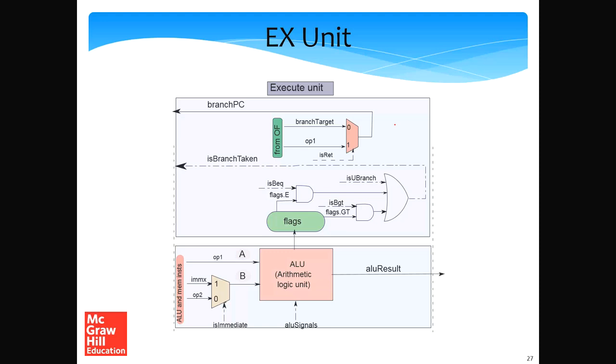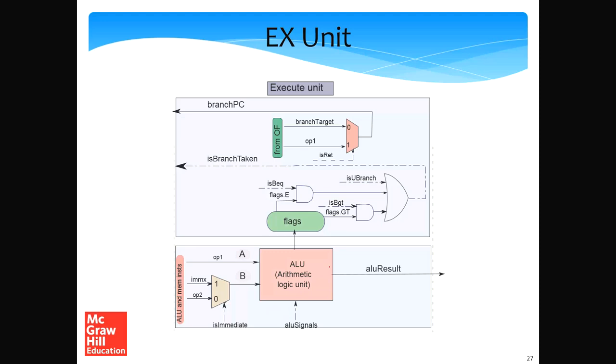The execute unit, the EX stage, contains the arithmetic and logical unit, the ALU. The ALU takes in the first operand from the first register source. The second operand can either be a register or an immediate, controlled by the is immediate signal.